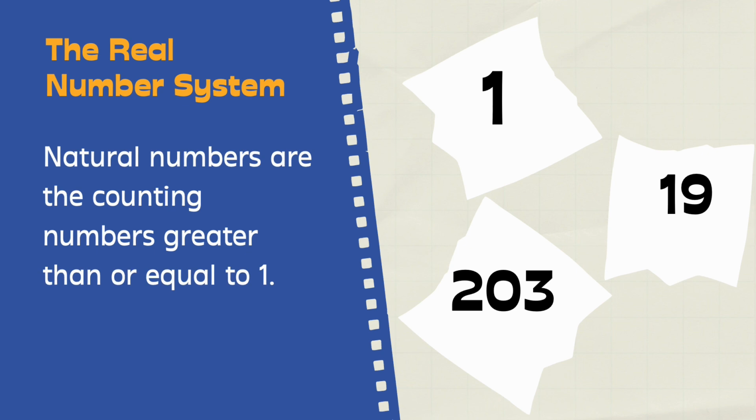Pag-usapan natin ang mga natural numbers. Natural numbers are counting numbers that begin with 1 and continue endlessly toward infinity. Why 1? Because when we count, we begin with 1. And here, you can see some examples of natural numbers. We have 1, 19, and 203.